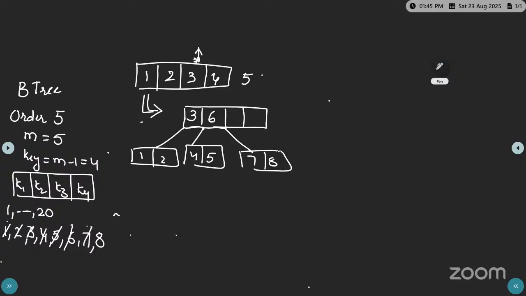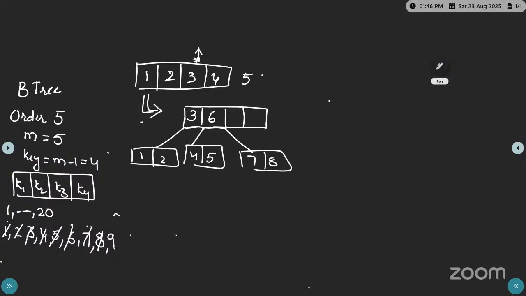Okay, any doubt till now? This is the new tree after inserting 8. Now I want to insert 9. So try to insert 9 in this root node. That is not possible. Why? Because we always insert a new node in the next level.